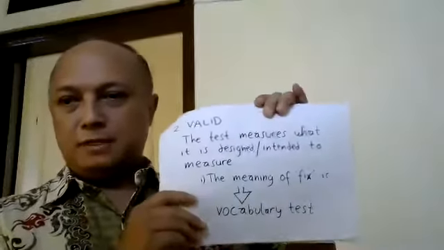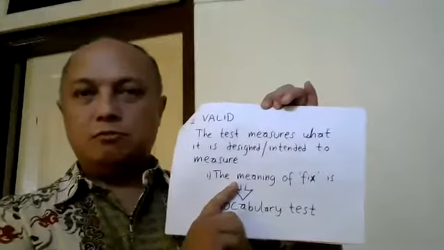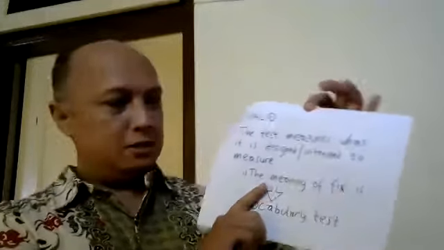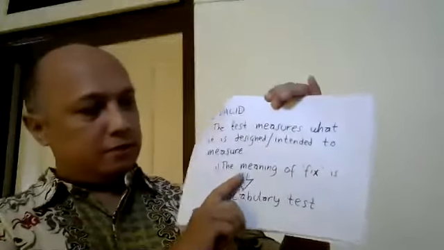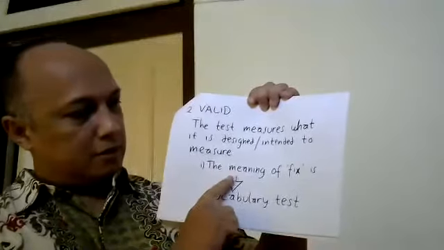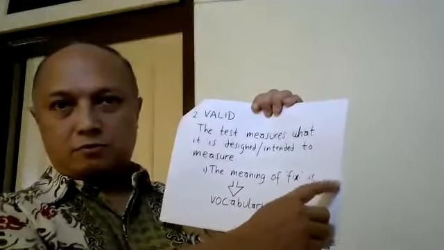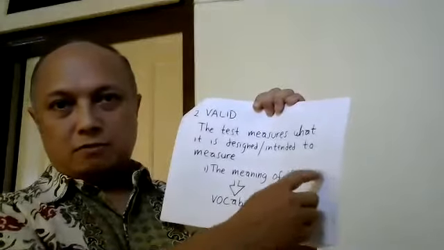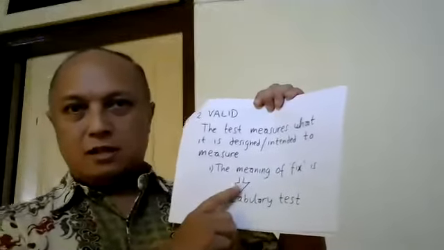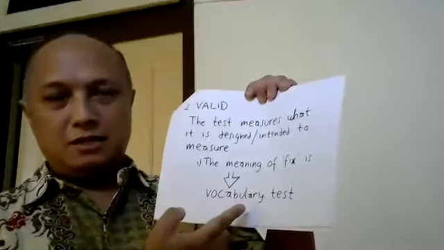Next one is valid. Valid means that the test measures what it is intended or what it is designed to measure. So for example, if we have a test like this, you can see that the meaning of fix is, and then the test takers have to fill in with the right meaning. Now the test is designed to test vocabulary knowledge or vocabulary mastery.